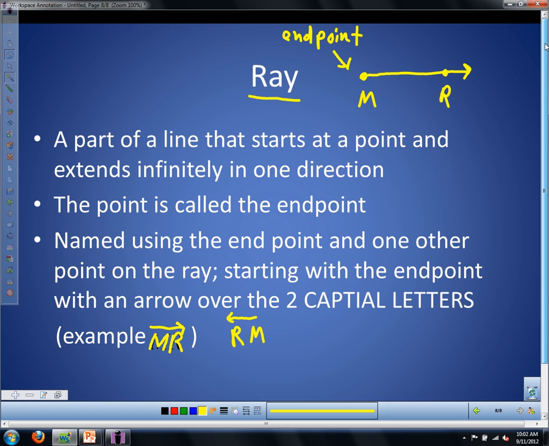Non-example of a ray, again, something that's curved, something that does stop. A line is a non-example of a ray. A point is a non-example of a ray. The ray has to be something that starts at a point and goes forever in only one direction.